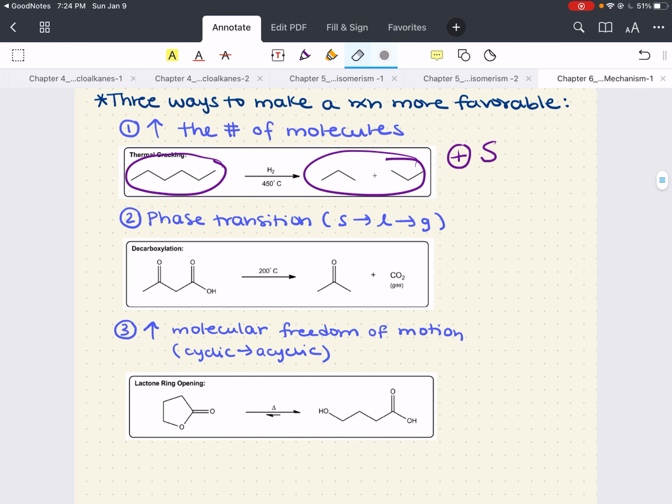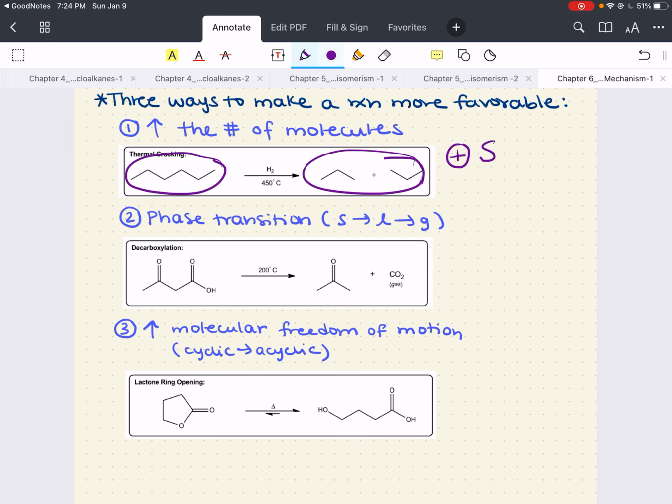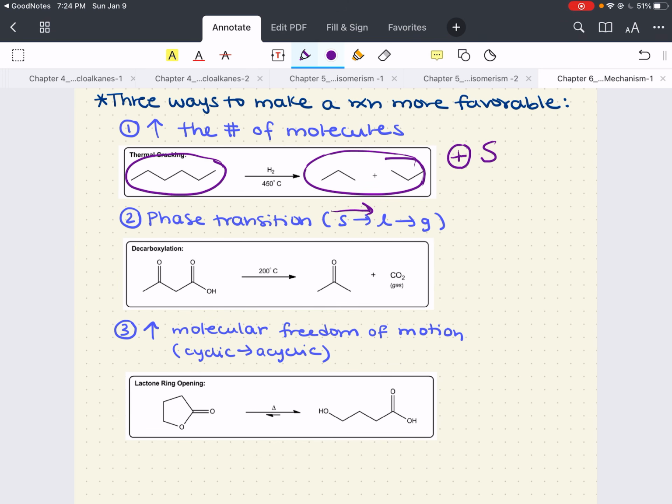Now the next pattern is phase transition. If you move from solid to liquid, your reaction has positive entropy. If you move from liquid to gas, your reaction also has positive entropy. And if you go from solid to gas, that is also positive entropy.